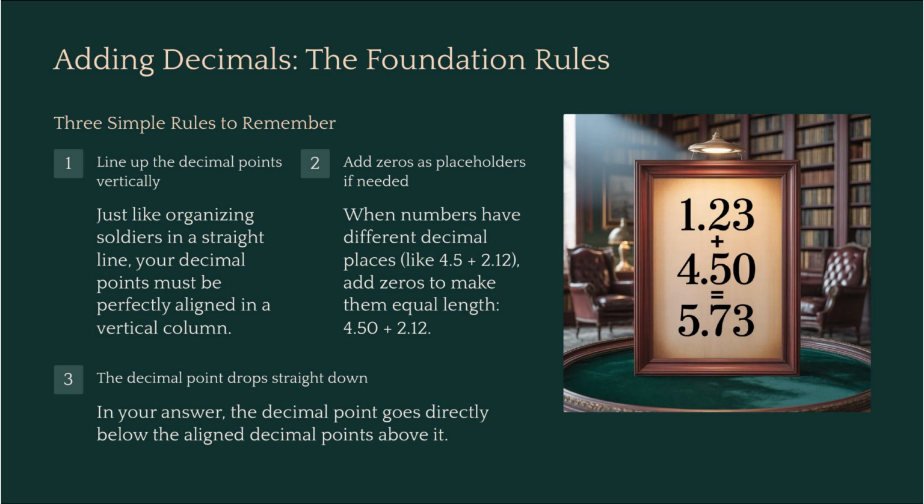The golden rule for adding decimals is to line up the decimal points. This ensures you are adding tenths to tenths, hundredths to hundredths, and so on. If one number has more digits after the decimal than the other, you can always add zeros as placeholders to the shorter number. After you've lined up everything, just add as you would with whole numbers. The decimal point in your final answer goes straight down, exactly below the others.